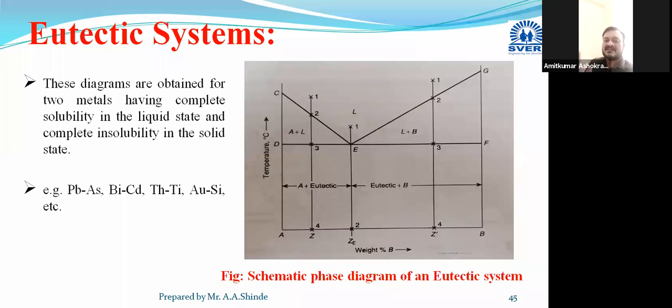Now this is conceptual. Above the liquidus line, any metal or alloy will be in liquid state. Below the solidus line, the alloy or metal will be in solid state only. And in between the liquidus and solidus line, the alloy or metal will be in liquid plus solid state. So this is the description for this.